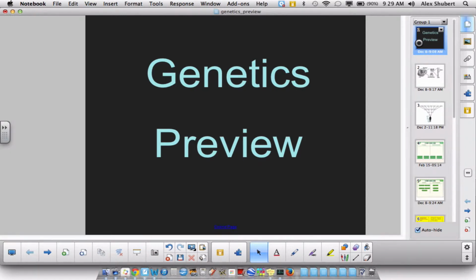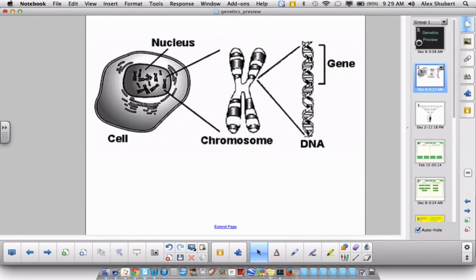Genetics Preview. In our previous unit, cells, we looked at the cell and all the parts of the cell, and we touched on chromosomes and DNA. And this unit, we're going to go into much more depth with that. From this picture, you can see that inside the nucleus, we have these things called chromosomes, which look like letter X's. When you see it in this stage, it's actually one chromosome connected to its copy, which we touched on last unit with the process of mitosis. This unit we're going to kind of expand on that.